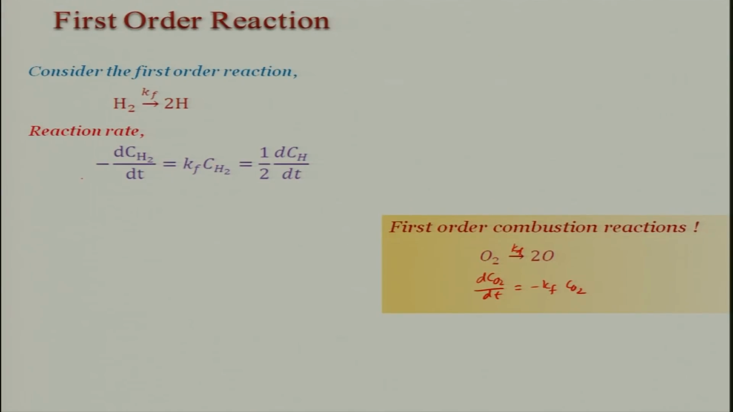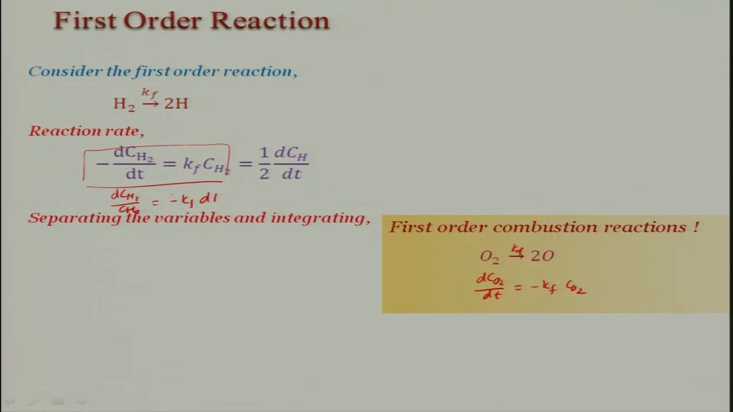And if I consider this portion only, right, I can integrate that, and separating the variables I can write dCH2 by CH2 equal to nothing but minus Kf dt, and I will integrate this from 0 to time t here, right.